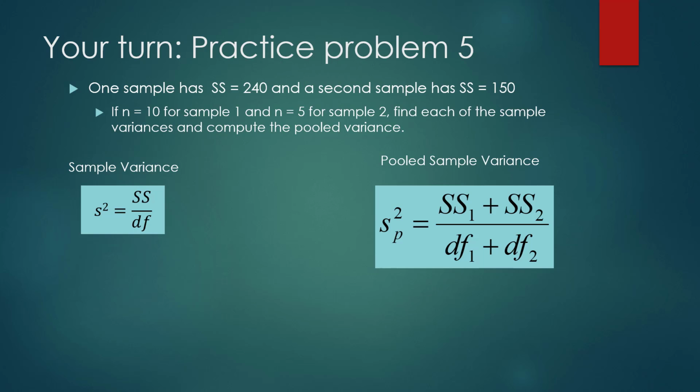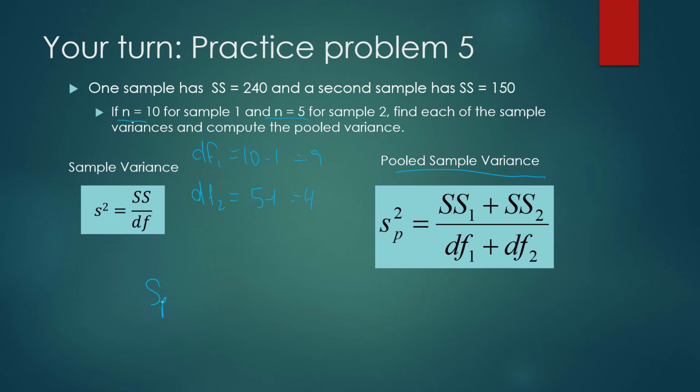Now it's your turn. So have those practice problems handy. This is practice problem number 5. Problems 1 through 4 were on the first video. We have different sample sizes, so we have to use the pooled variance formula. So we need to know degrees of freedom for sample 1. This is sample 1, right? 10 minus 1 gives us 9. Degrees of freedom for sample 2 is n minus 1. Here's our n, which is 4.